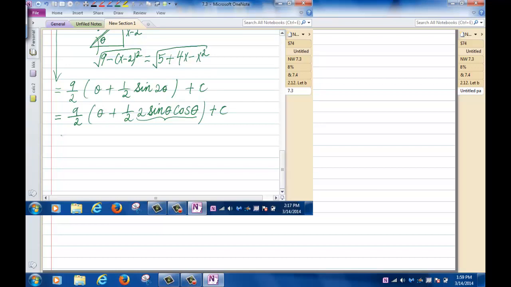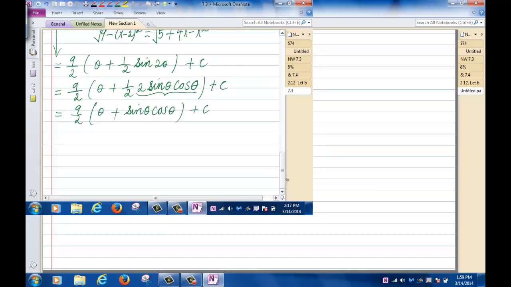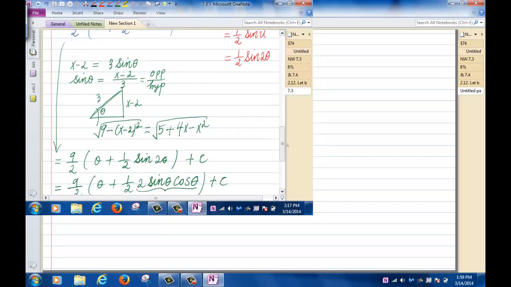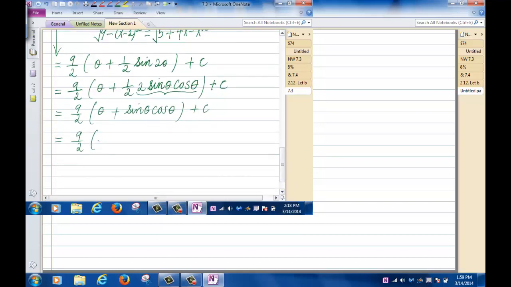All right, so let me finish this off here. Then 9/2 theta sine theta cosine theta plus a C. And what can I replace theta with? Remember, we had sine theta is x minus 2 over 3. So theta would be what? Yep, very good. X minus 2 over 3.